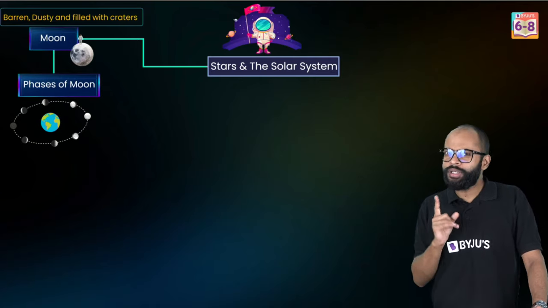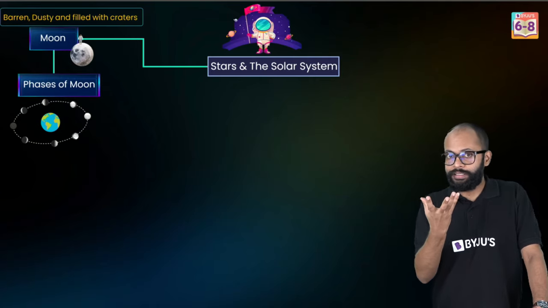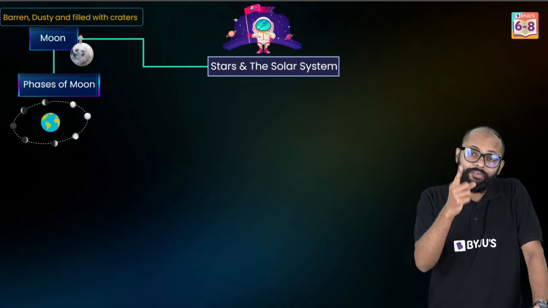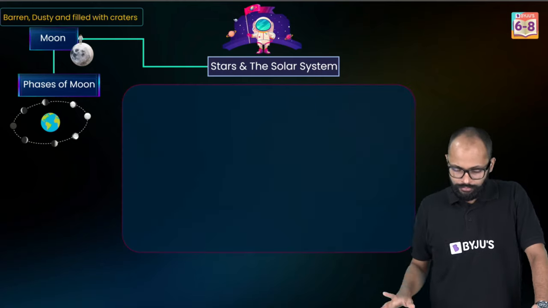The moon is done. But listen to one thing: the moon is not giving light. It is not a luminous object. It is reflecting light coming from the sun. Correct? What is the sun?